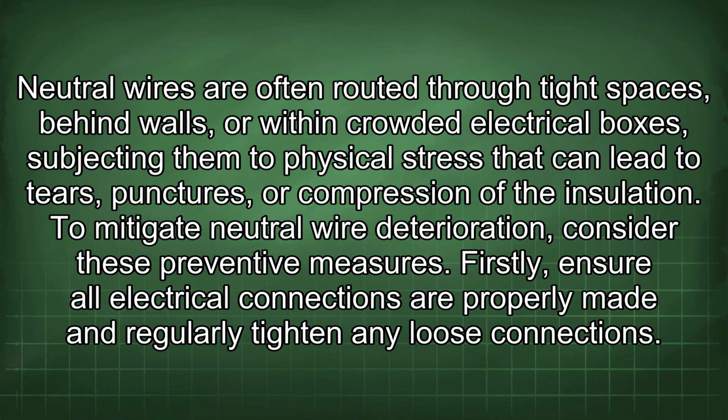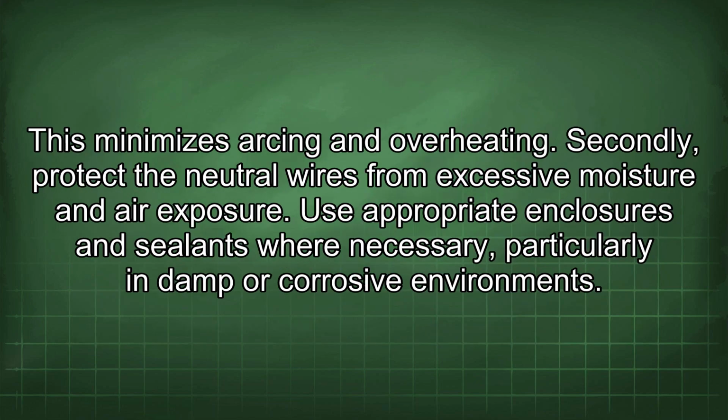To mitigate neutral wire deterioration, consider these preventive measures. Firstly, ensure all electrical connections are properly made and regularly tighten any loose connections. This minimizes arcing and overheating. Secondly, protect the neutral wires from excessive moisture and air exposure. Use appropriate enclosures and sealants where necessary, particularly in damp or corrosive environments.